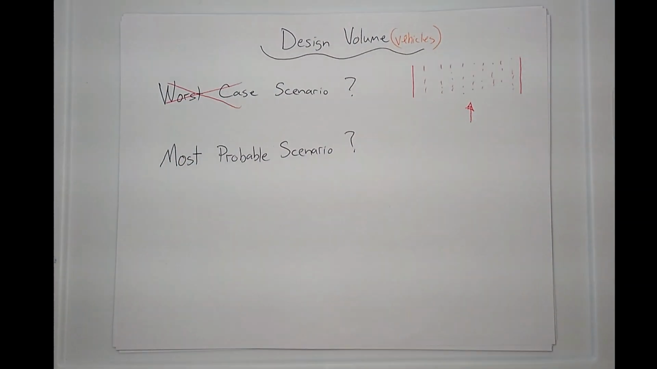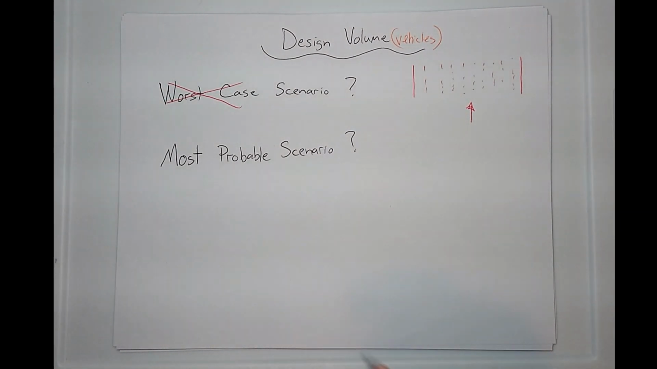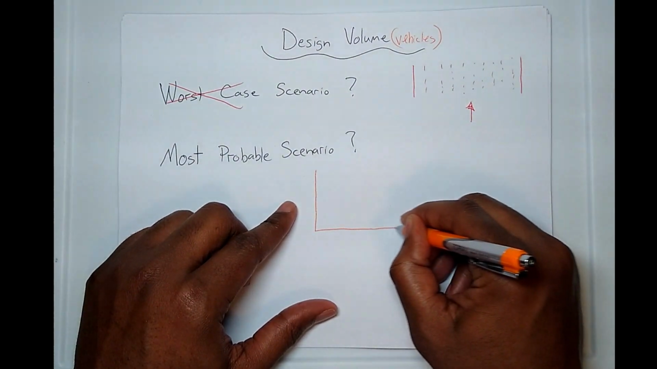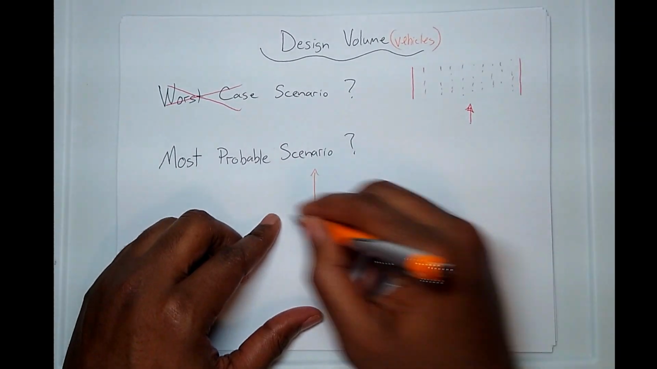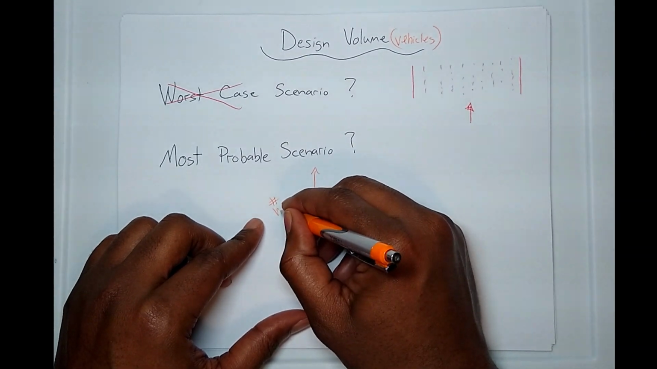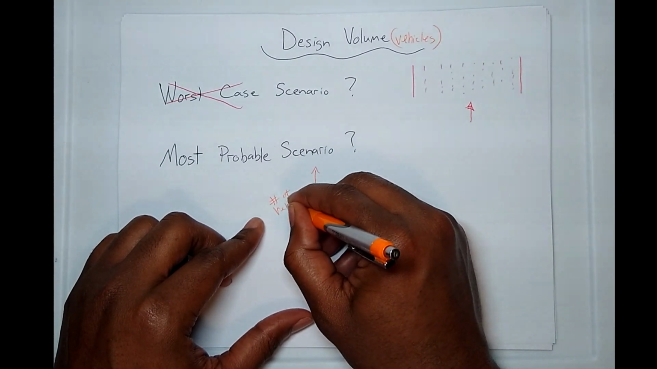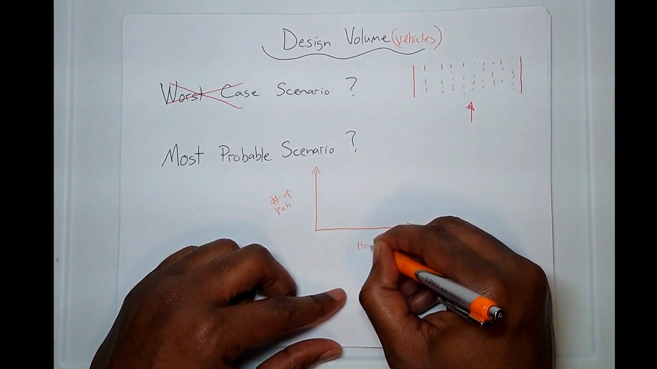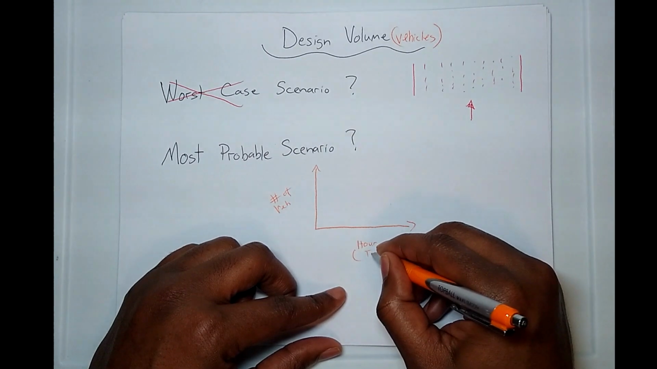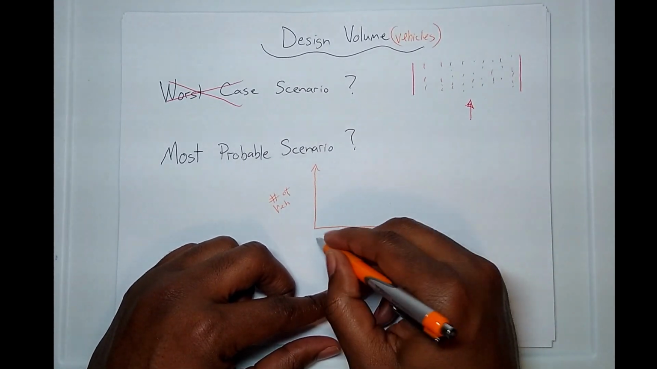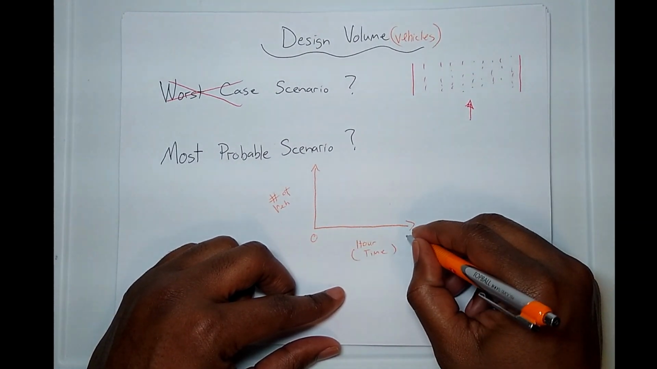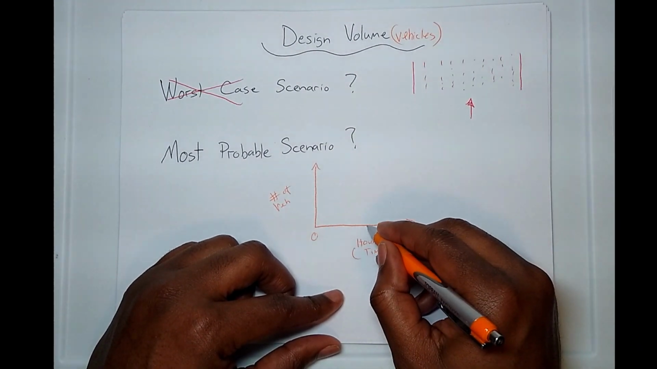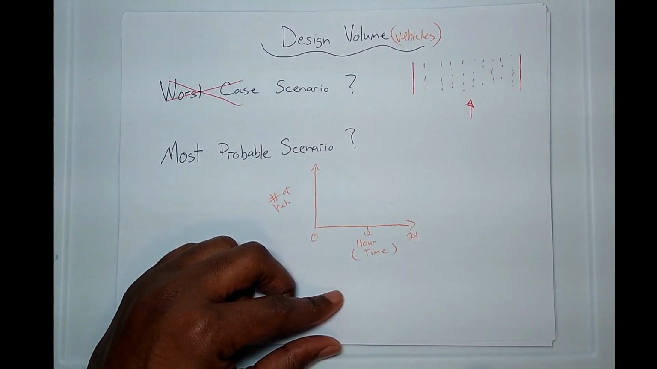What's better is to use the most probable scenario. And one thing we know is that if we were to plot the number of vehicles in a lane against the hour, or just look at this as time of day, where this is very, very early in the morning, and this is the 24-hour period, and of course you've got your middle period there, noon, lunchtime.